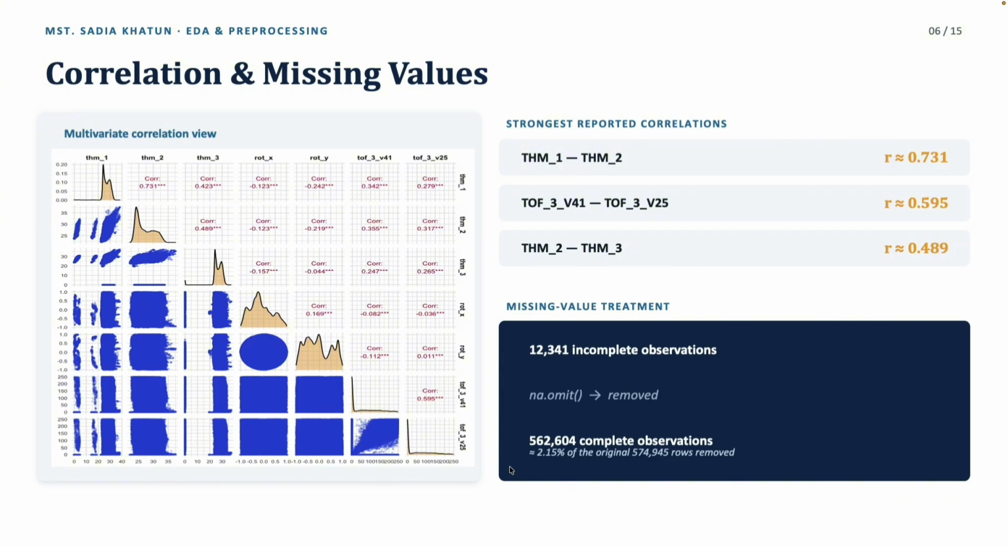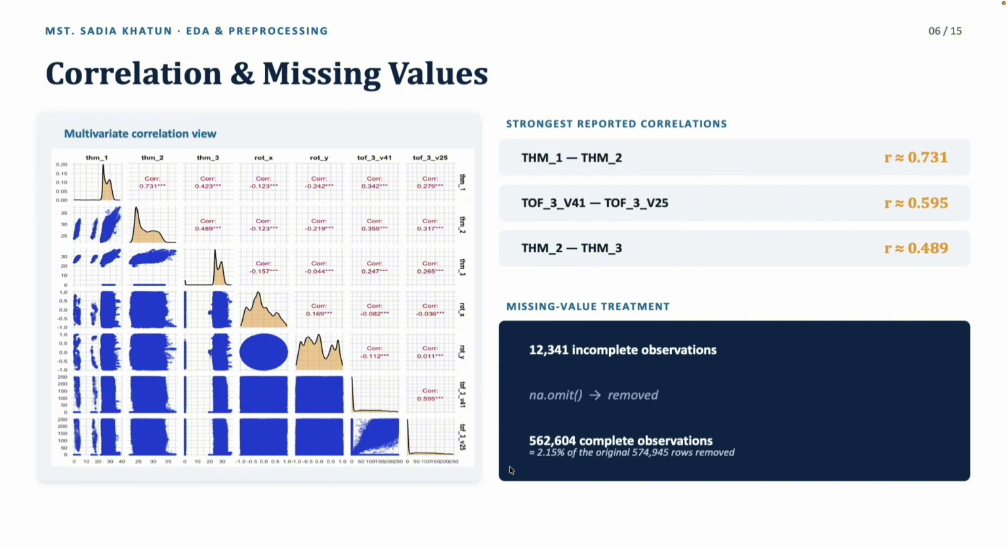In this final step, we perform correlation analysis and handle the missing values. The correlation analysis helps us understand the relationship between different sensor features. Among them, THM1 and THM2 show the strongest positive correlation with a value of approximately 0.731. For missing values, we remove 12,341 incomplete observations using na.omit and retain 562,604 complete observations. This means only around 2.15% of the original data was removed.